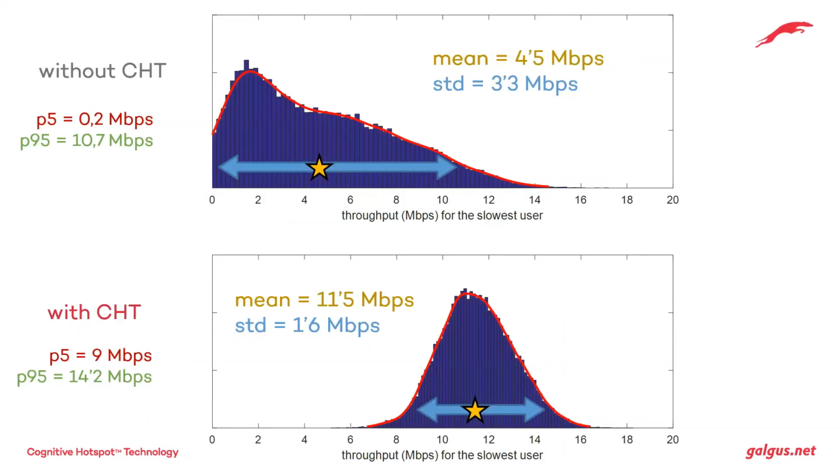As a summary, before showing the specific test results, in this slide we compare the guaranteed throughput distributions with and without CHT. The difference in the width of both distributions is a sign of the predictability of the onboard Wi-Fi performance. With CHT, it's very easy to guarantee a minimum on the throughput for every connected user, in this case about 8 megabit per second. Without CHT, this is not possible.